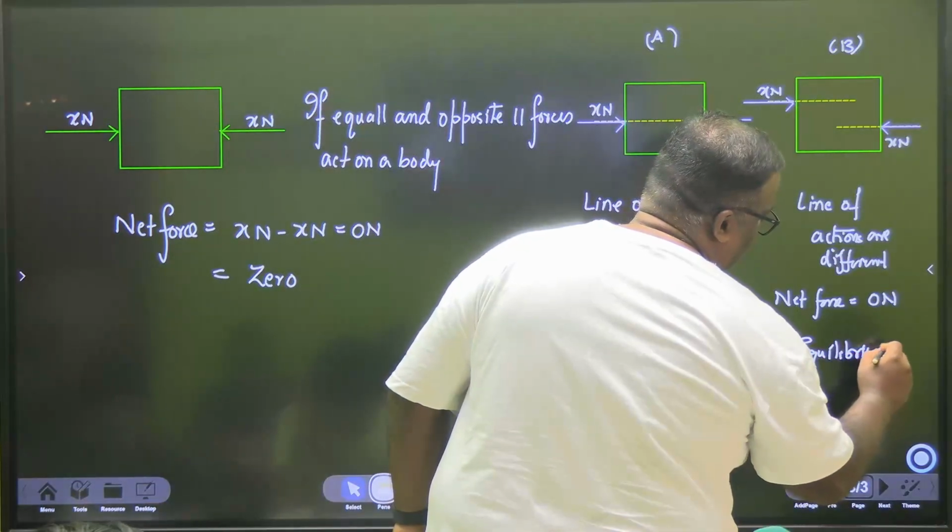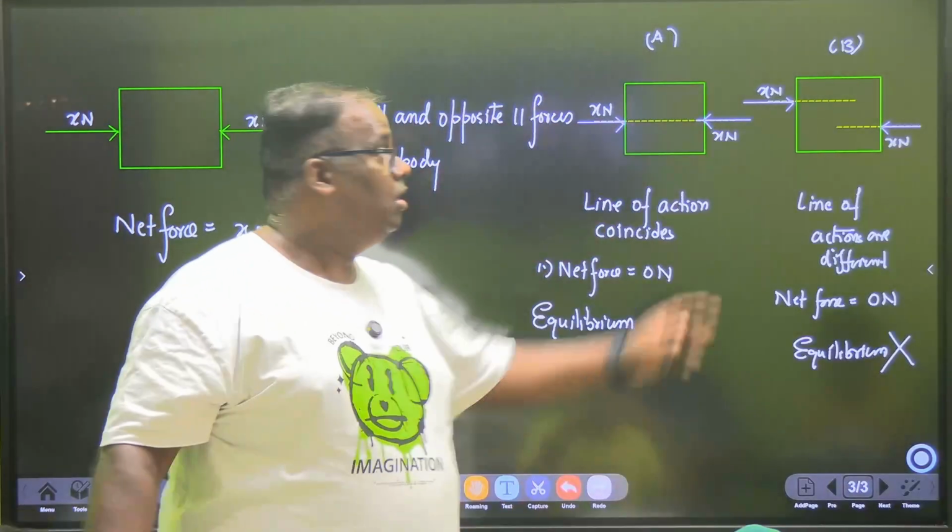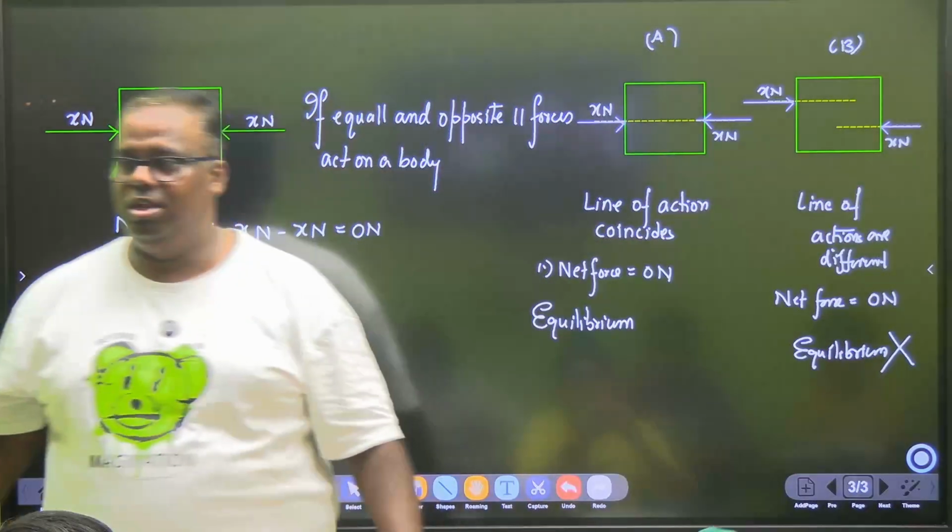Did you understand what I tried to say? This will not be in equilibrium. ये घूम जाएगा, rotate हो जाएगा ये body.